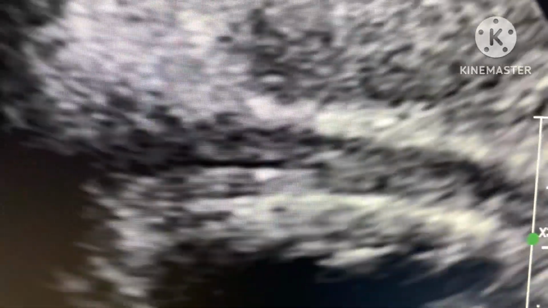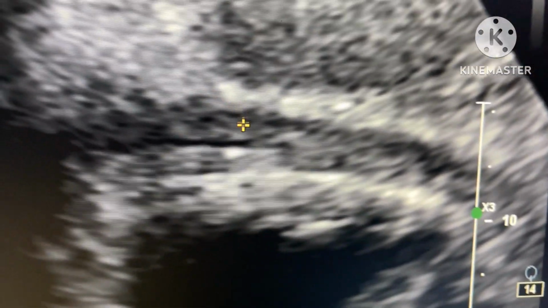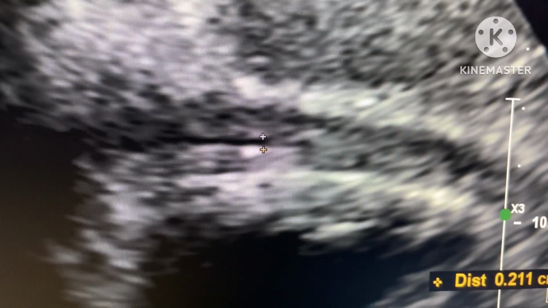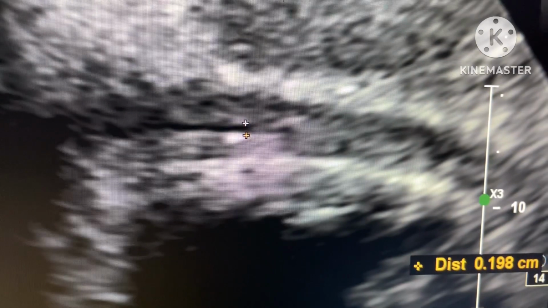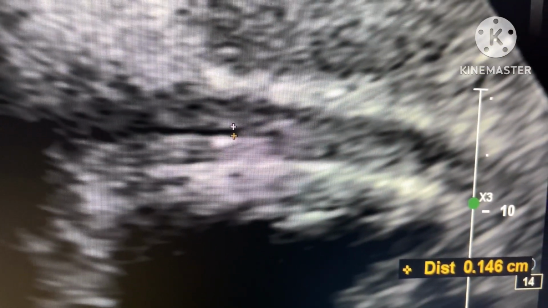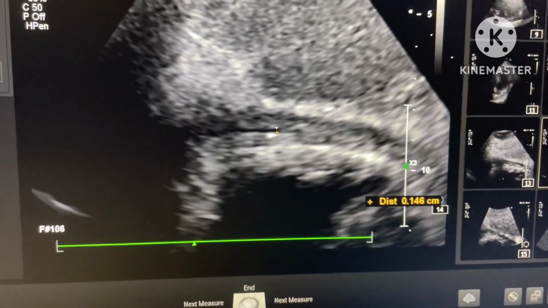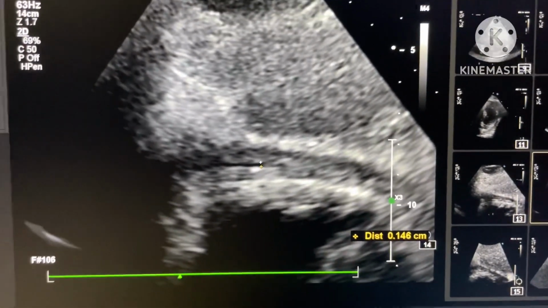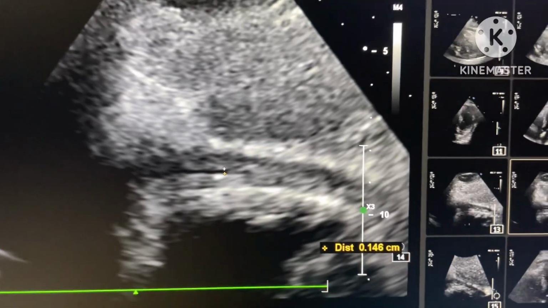You can see both pericardia thickened, with very minimal fluid in between. If you want to measure in this case, the measurement will be very small, almost nothing, 1.4 millimeter. That is very less. So ultimately, this is a case of effusive constrictive pericarditis.